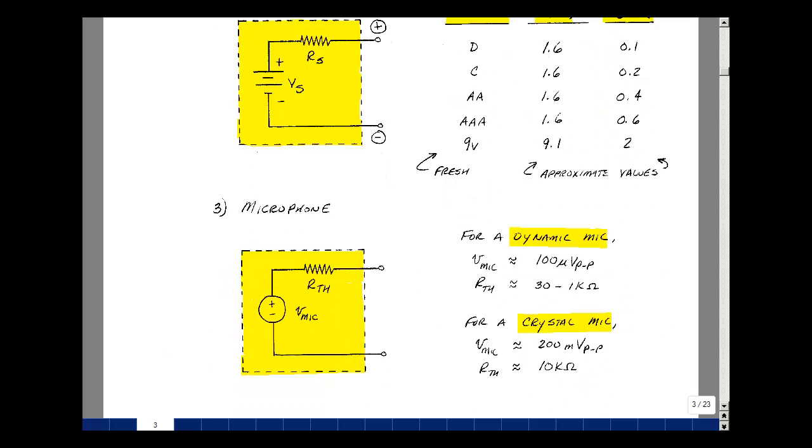We're also going to try to find the Thevenin resistance of a microphone. And there are different types of microphones. We're going to use a dynamic microphone in lab. And the Thevenin resistance is somewhere between 30 and 1,000 ohms, depending on the particular microphone. Now, the Thevenin voltage for a dynamic microphone, as you speak into it, is on the order of about 100 microvolts, peak to peak. So not very big. We're going to need an amplifier to make it larger. And we're going to use an op-amp to do that in a later experiment.